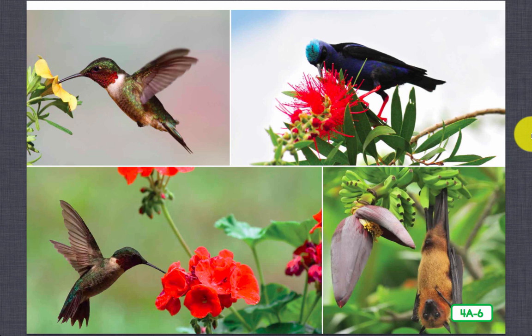Birds are important pollinators too, especially of wildflowers. For example, hummingbirds have perfectly designed beaks that can reach the nectar inside long, tubular-shaped flowers. So if you look here, this hummingbird has a tube-shaped beak. And this hummingbird has a tube-shaped beak. And it looks like this bird as well. We can't see the end of the beak, but it has a long beak as well.